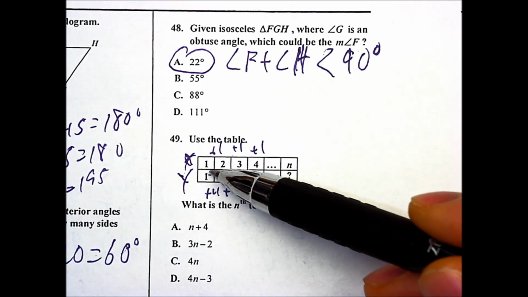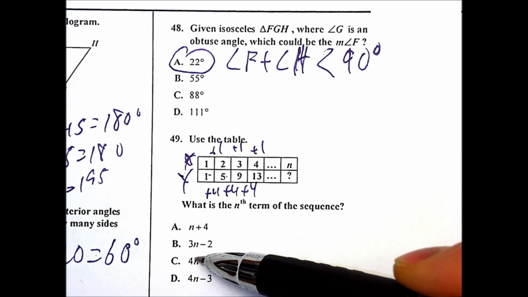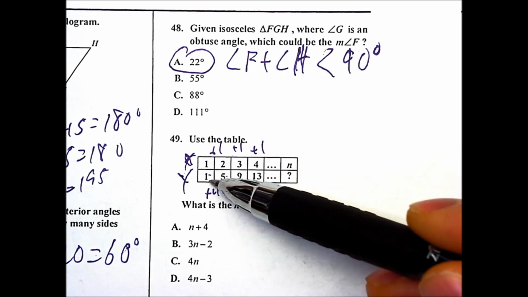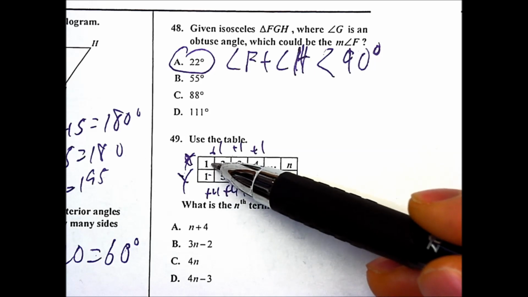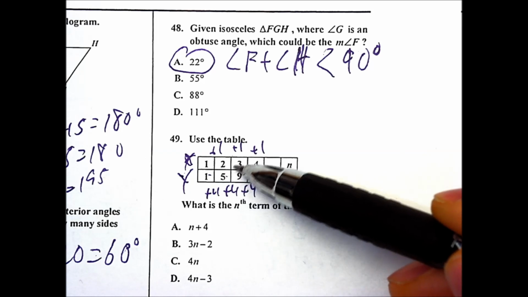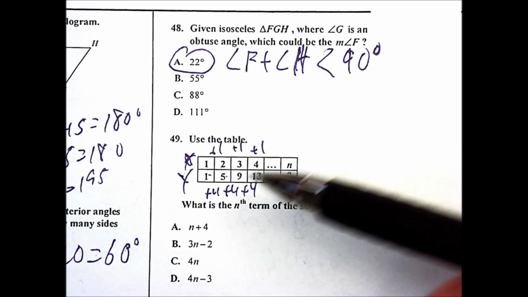Option C. 4 times 1 is 4. So if x is 1, well, y should be 1, not 4. Option D. If x is 1, y is 1, because 4 times 1 is 4, minus 3 is 1. And if x is 2, 4 times 2 is 8, minus 3 is 5. If x is 3, 4 times 3 is 12, minus 3 is 9.